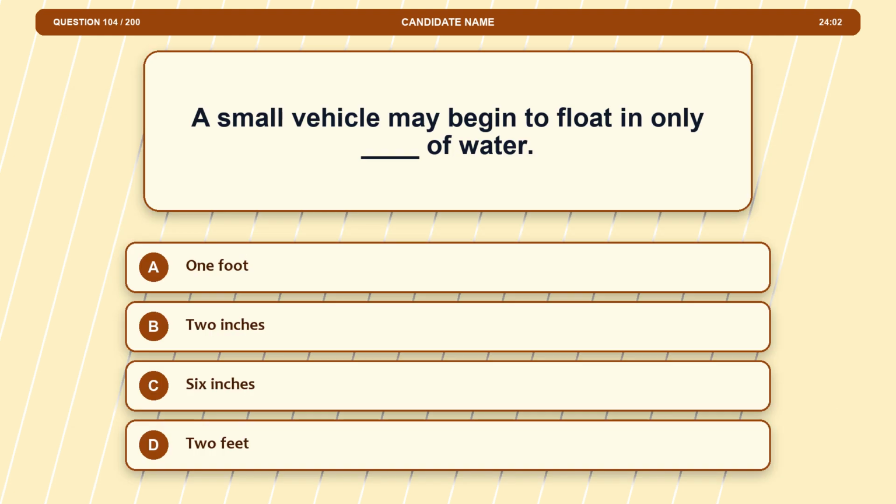Question 104. A small vehicle may begin to float in only blank of water. Option A, 1 foot. Option B, 2 inches. Option C, 6 inches. Option D, 2 feet.